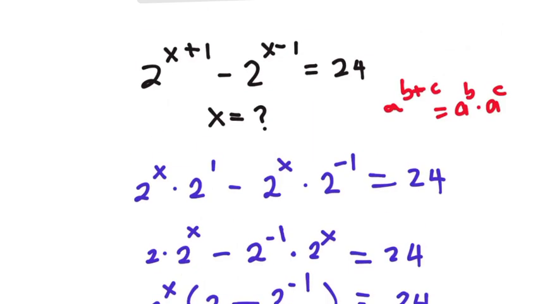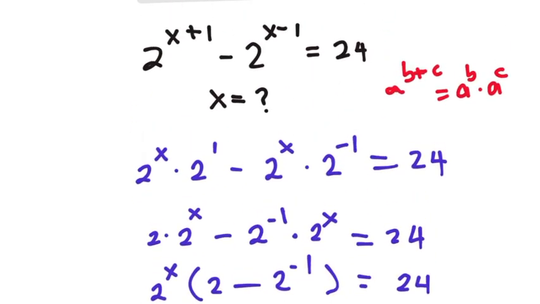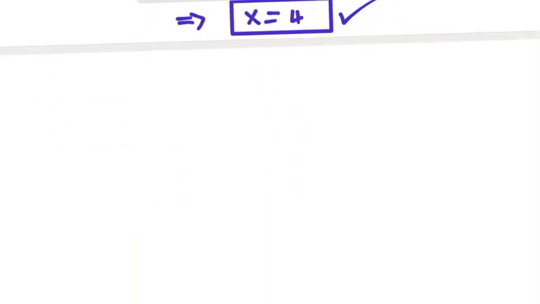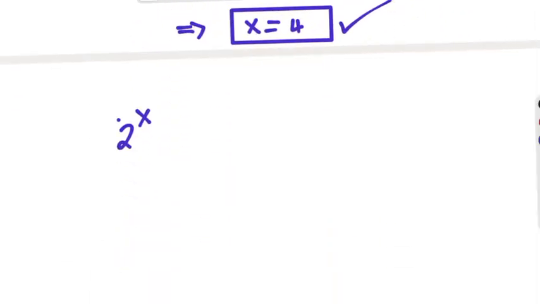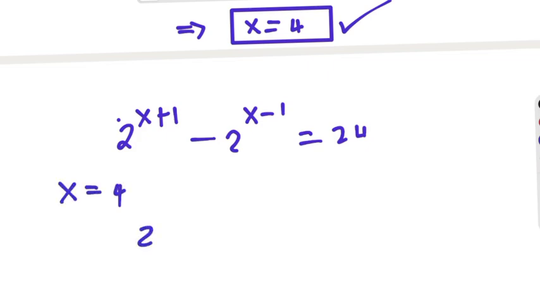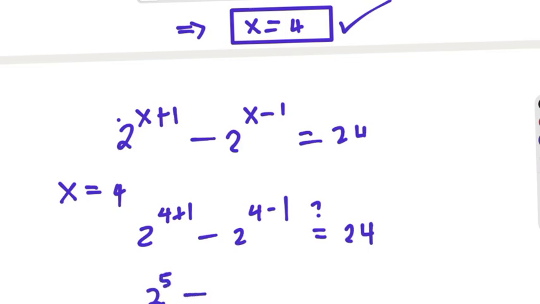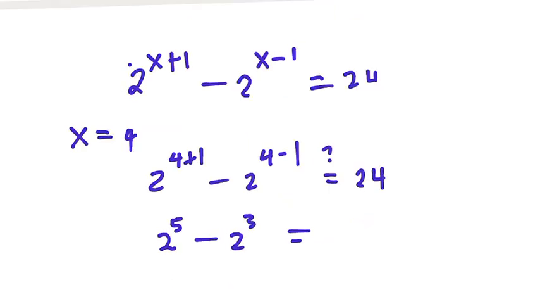When you have x to be 4, from the equation we have 2 to the power of x plus 1 minus 2 to the power of x minus 1 equals 24. So for x equals 4 now, we have 2 to the power of 4 plus 1 minus 2 to the power of 4 minus 1. Will this give us 24? So we have 2 to the power of 5 minus 2 to the power of 3. Will this give us 24?